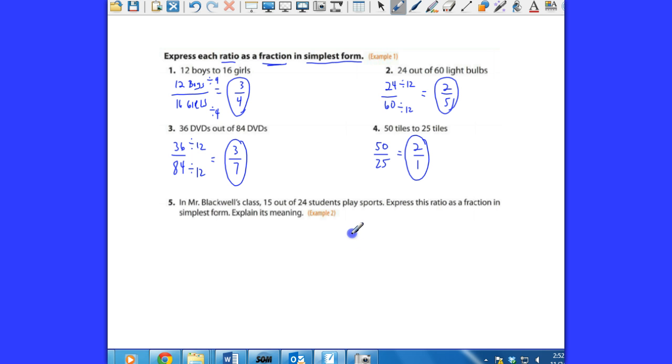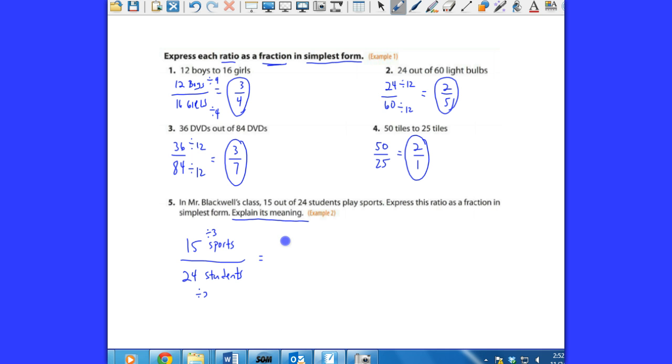And number 5, Mrs. Blackwell's class. They want us to explain this one. There's 15 out of 24 students that play sports. Express the ratio as a fraction in simplest form and explain it. Okay, so we have some explaining to do in this particular question. We have 15 sports playing people, so I'll just say 15 sports. They're students that play sports out of 24 total students. Now let's reduce that. They're both divisible by 3, actually. So I'm going to divide that by 3 and divide that by 3. We're reducing this here.